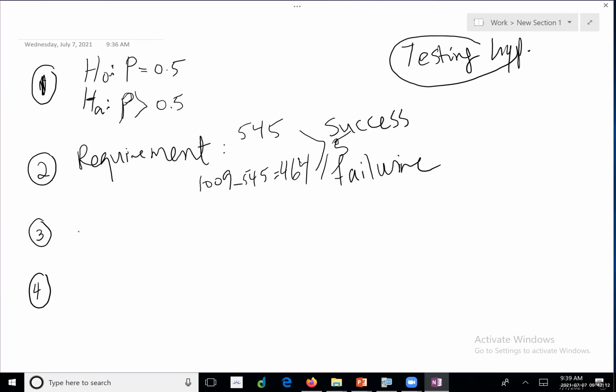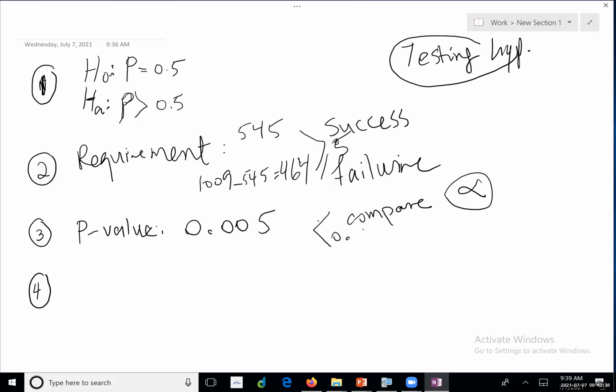Step 3 is finding the p-value. And if they ask you for z or t, the calculator also gives you that. The p-value in this case, I think we got 0.005. You compare that right in this step with 5%, or whatever alpha is. If nothing is given, it is 5%. We identified that it's less than 5%.